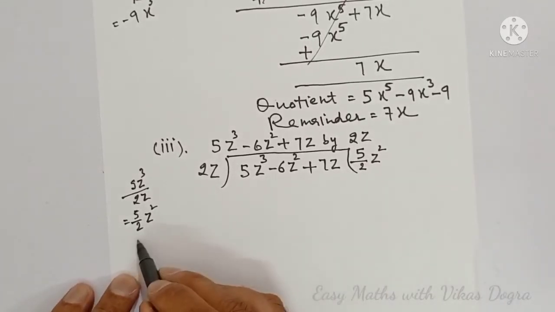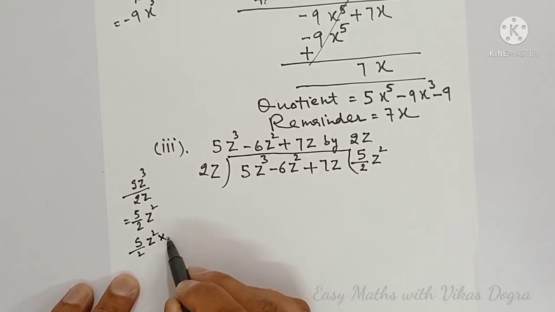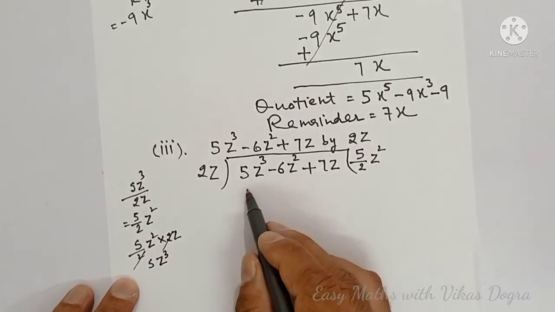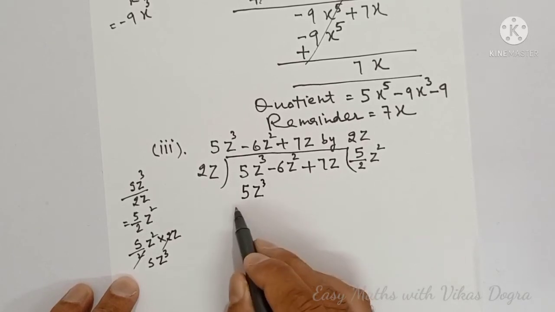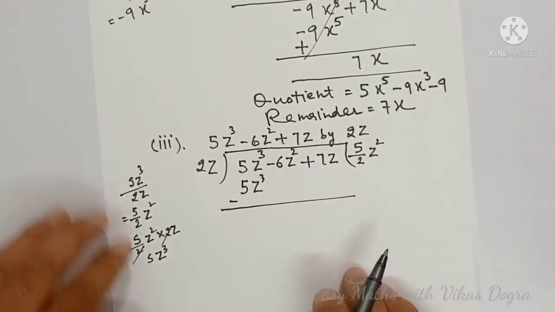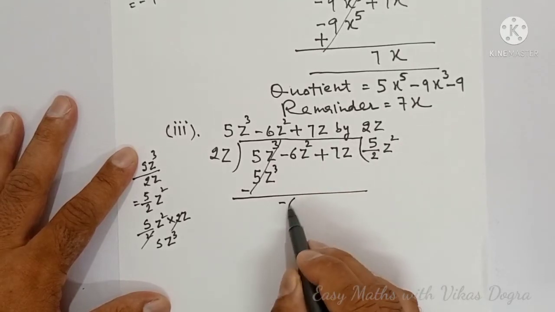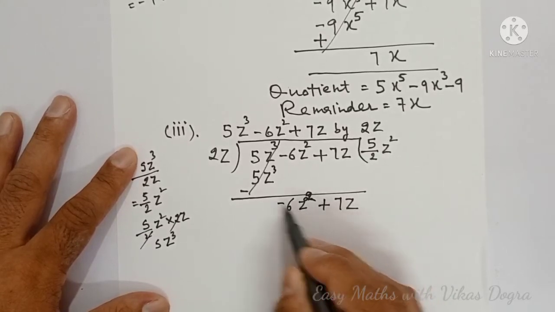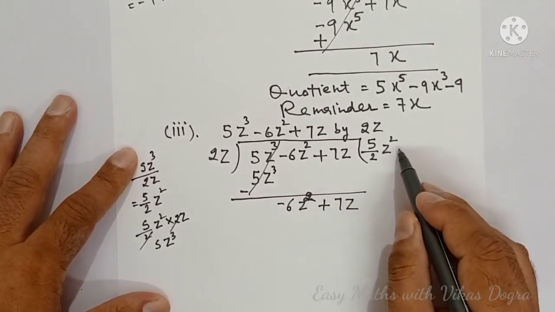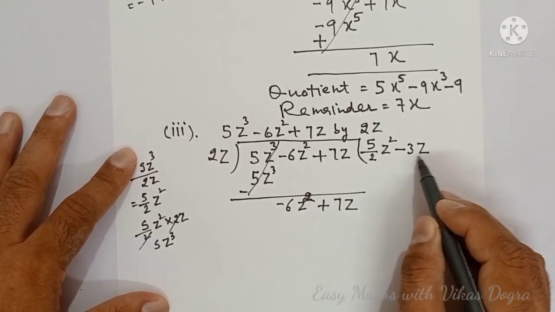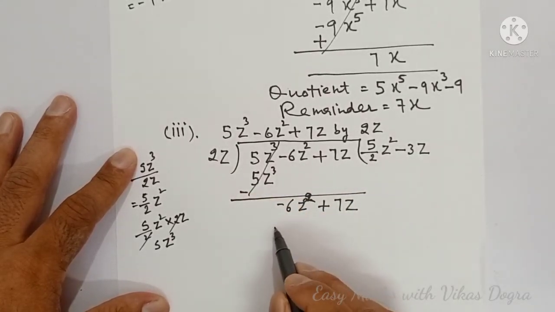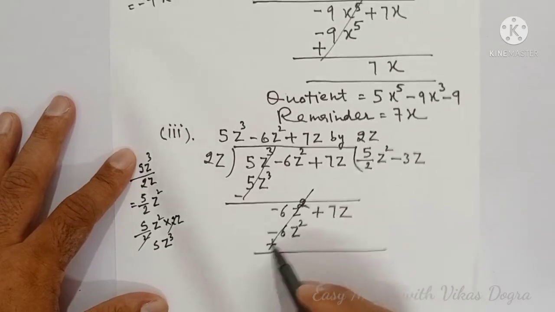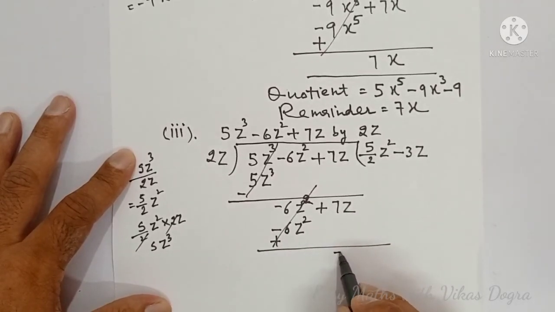Now you multiply 5 upon 2 z square with 2z in rough, 2 will cancel, 5z cube will come. So here will come 5z cube. This will become minus. Now you do the cutting, minus 6z square plus 7z. So minus 6z square will be divided by 2z. It will become minus 3z. Minus 3z into 2z multiplication is minus 6z square. It will become plus, cancel, and this is 7z.